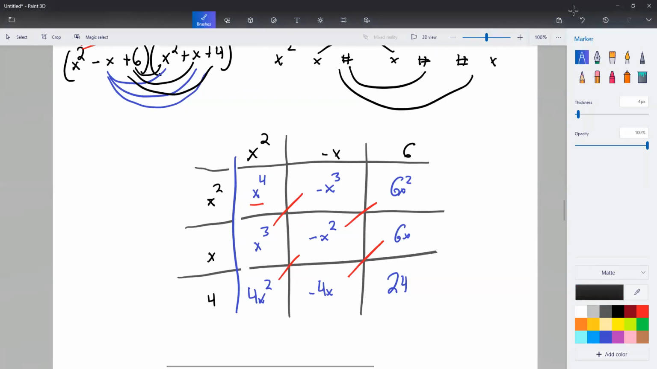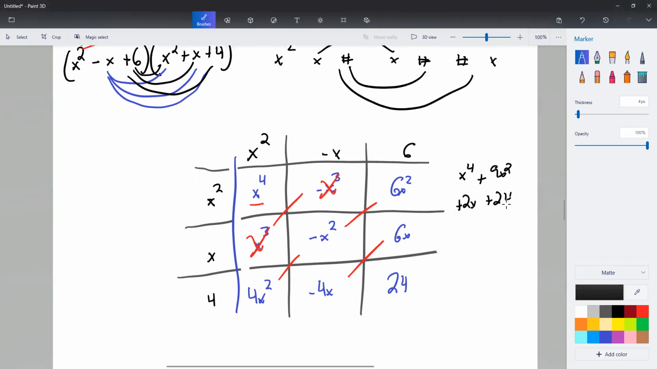So the end product of this multiplication, you're going to get x to the 4th. Your x cubes, you have 1x cubed minus 1x cubed, so those actually both cancel. All right, and then we get 4x squared minus x squared, so we have 3, and then 3x squared plus 6x squared, so we get plus 9x squared. Then for the x's, we get 6x minus 4x, so we get plus 2x. And then for a number, we get plus 24.